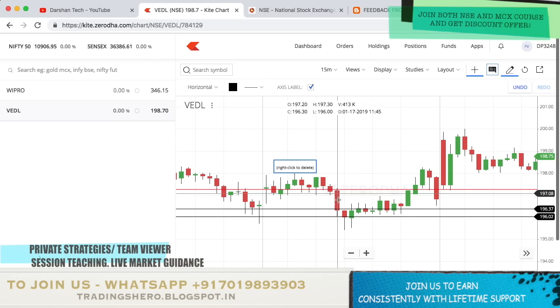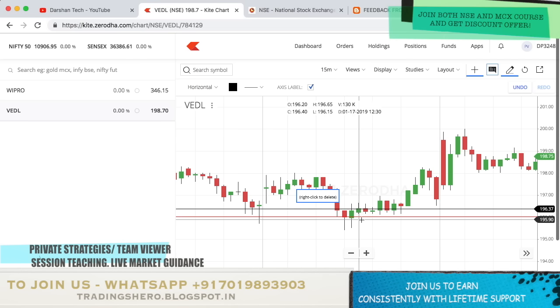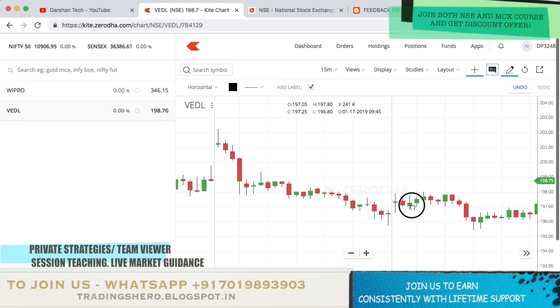As you can see, this candle high is 197.30 and the high has been broken here, and the stock went all the way up till 198.25. So here your 0.5% target is met. This is how it works. Very simple and it works really well. It has a decent amount of accuracy, that is 70 to 75% accuracy.